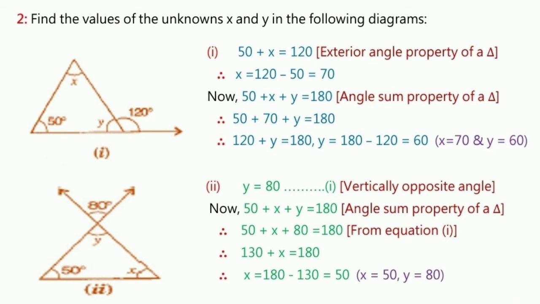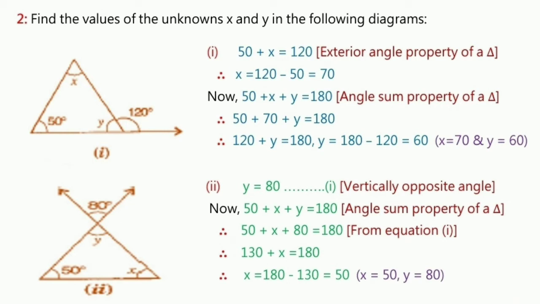First one, 50 plus x is equal to 120. Why? The exterior angle property of a triangle. Therefore, x is equal to 120 minus 50, which is 70. Is it clear? Now, 50 plus x plus y is equal to 180. What is the reason? It is the angle sum property of a triangle.